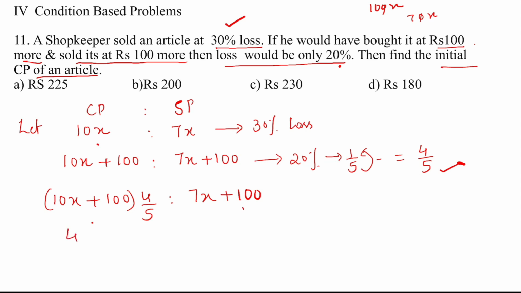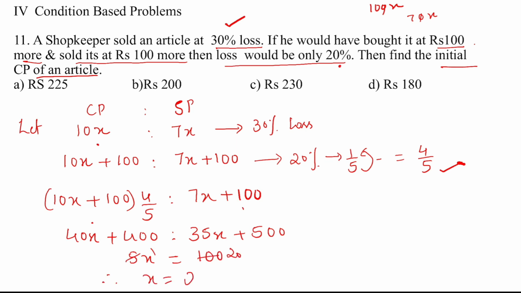4 tens are 40x plus 400. 5 will go this side. 5 sevens are 35x and 500, which is 5 into 100. So bring 35x here. 40 minus 35 is 5x. 500 minus 400 is 100. So therefore x is equal to 100 by 5, which is 20. We got the x value as 20.